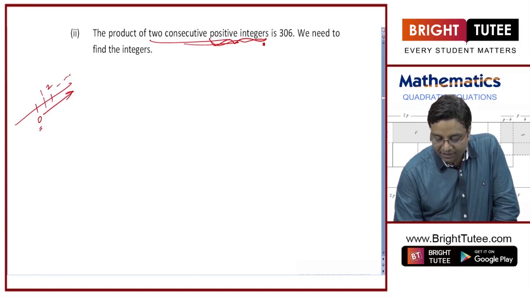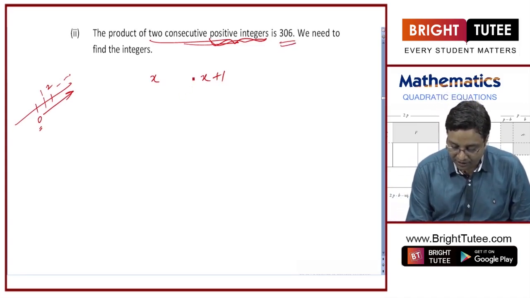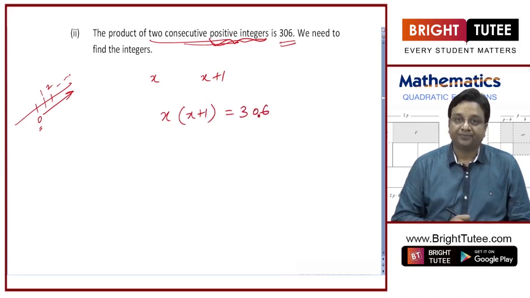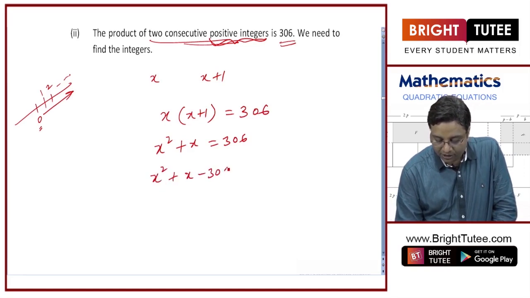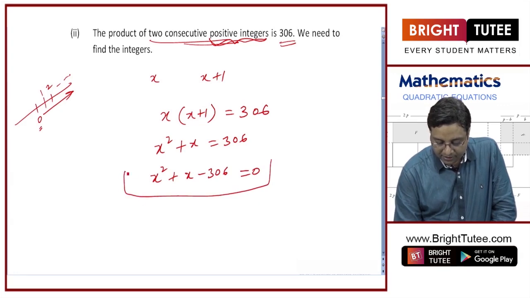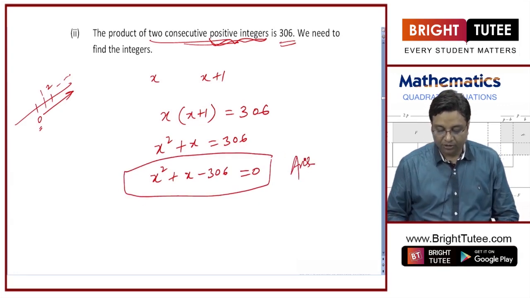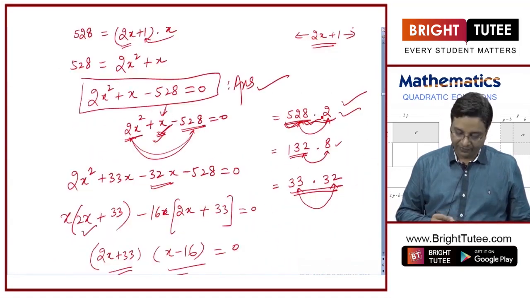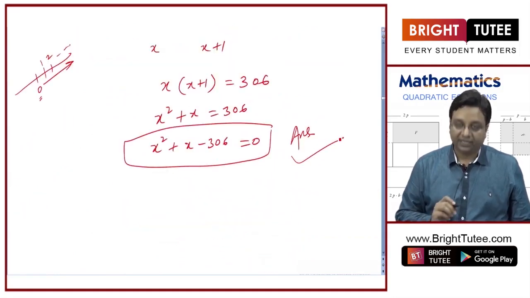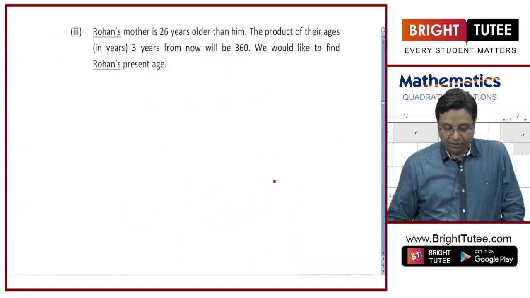Okay, so there are two consecutive positive integers. Let's say x and x plus 1. Their product is 306. So what is given is x into x plus 1 is given as 306, right? So x square plus x equal to 306. So x square plus x minus 306 equal to 0 is our answer to the question, where he says that represent this situation in form of a quadratic equation, right? We have represented it as a quadratic equation. Now let's look at this one.